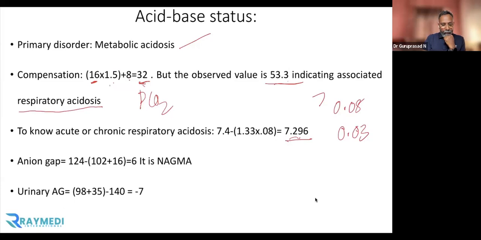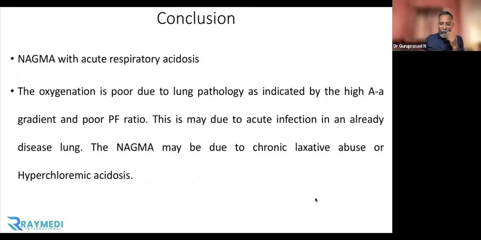Then you calculate the anion gap. It is coming as 6, so it is a normal anion gap. The next step was to calculate the urinary anion gap, and it has come as negative. If it is a negative urinary anion gap, the cause is an extrarenal problem, and probably that is because of saline resuscitation. So to conclude, this patient has got a normal anion gap acidosis with an acute respiratory acidosis.